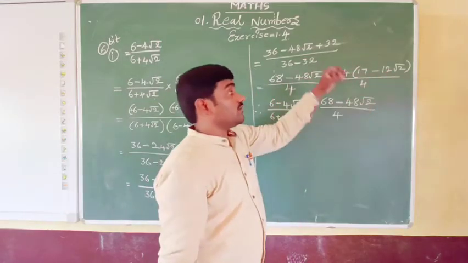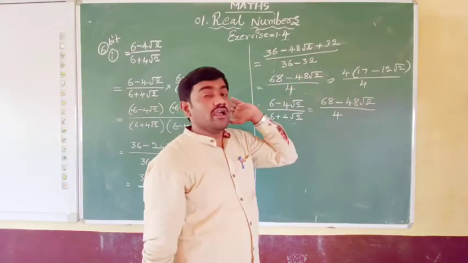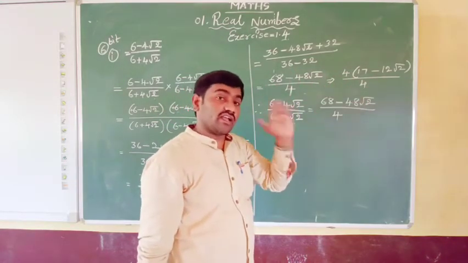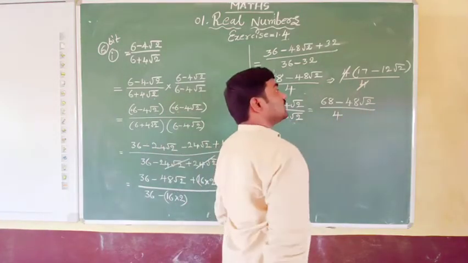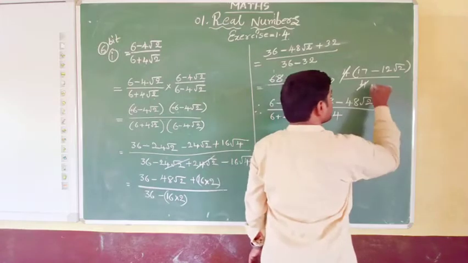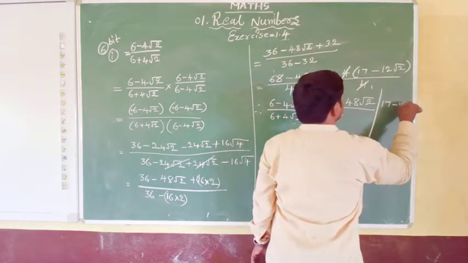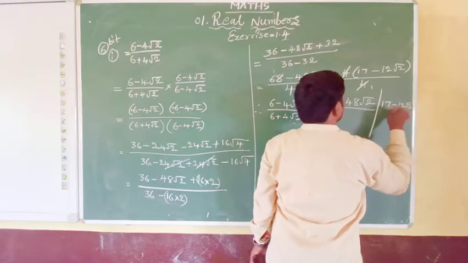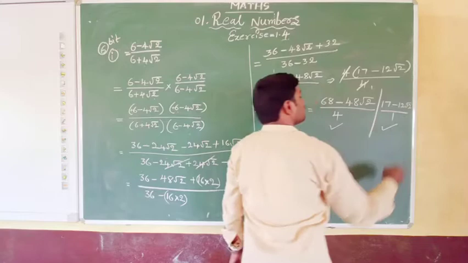So I have done the same thing, but I have taken 4 as a common factor. That means 68 and 48 come in the 4 table. Here 4 and 4 get cancelled, so what will be left over? We can also write this answer as 17 minus 12 root 2 by 1. You can go for this one or you can go for that one.